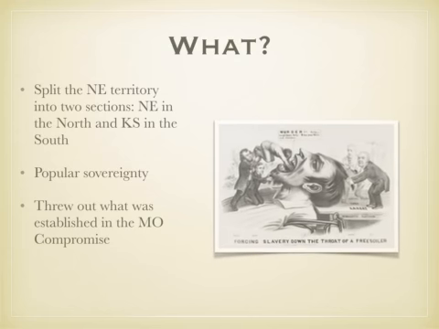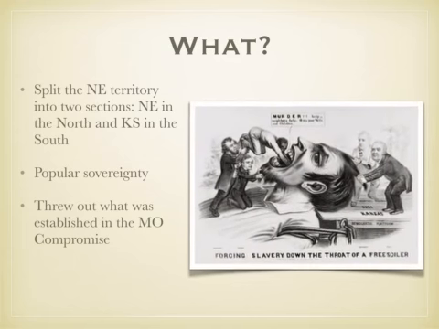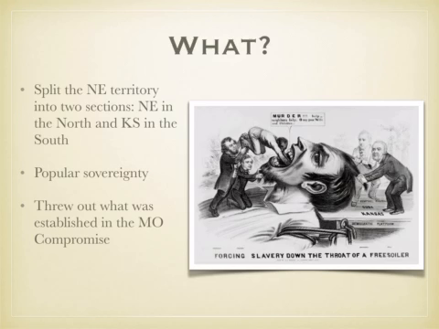Douglas proposed to split the Nebraska Territory into two sections, Nebraska in the north and Kansas in the south. And the idea of popular sovereignty, which is that the inhabitants of that territory would get to decide if the territory would be free or slave, would actually determine the fate of Kansas. So Nebraska was too far north, so it was already going to be free, but Kansas was still up for grabs.